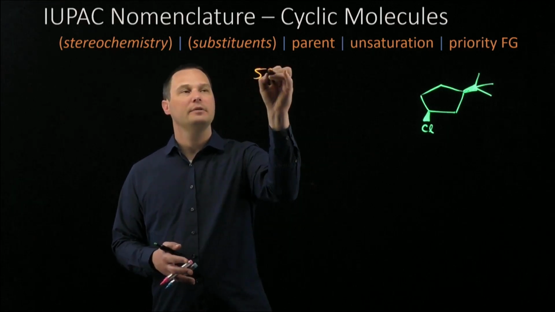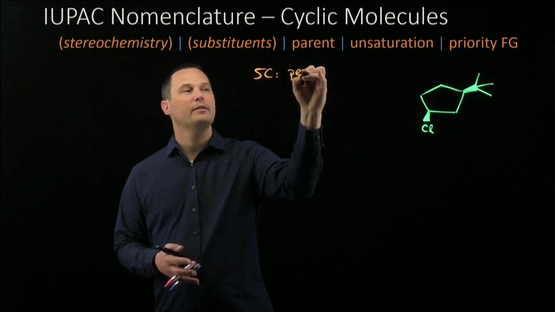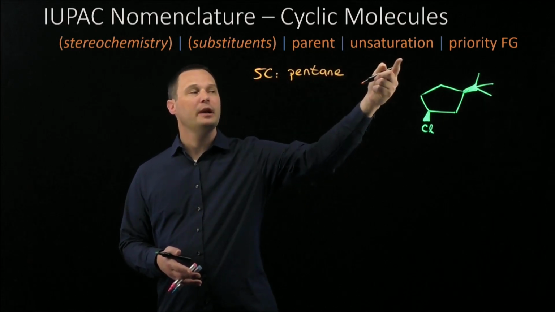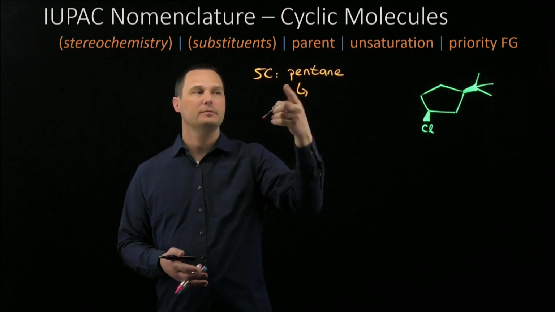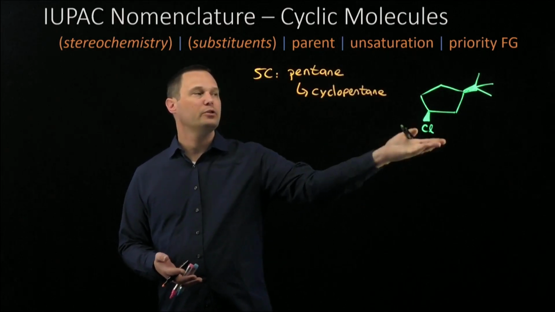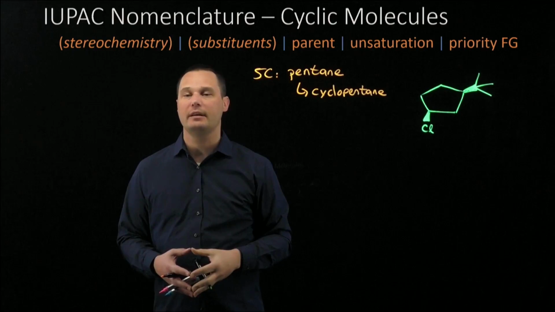There are 5 carbons in our parent hydrocarbon, and the parent for 5 carbons is pentane. Just writing pentane, though, would assume 5 carbons in a straight chain. These 5 carbons are in a ring, so it's not going to be pentane, it's going to be cyclopentane. And there's no unsaturation or high priority functional group that would change the ending of this name.